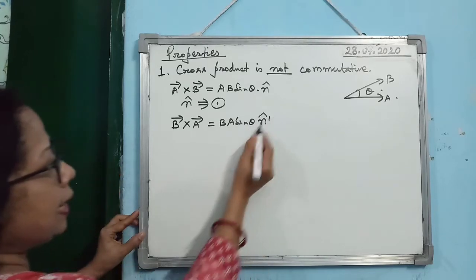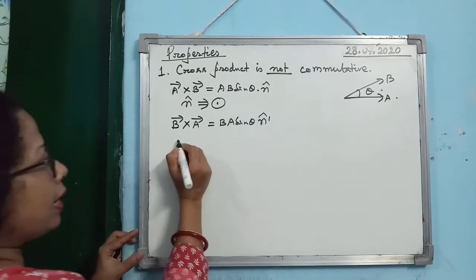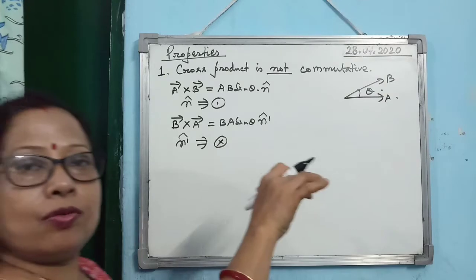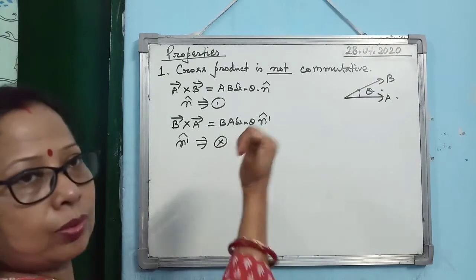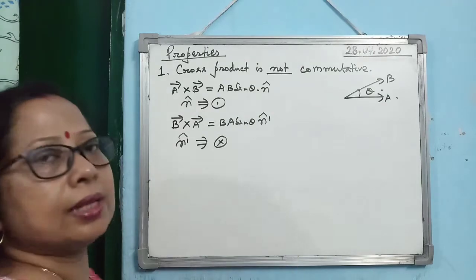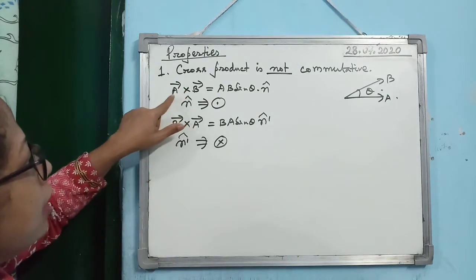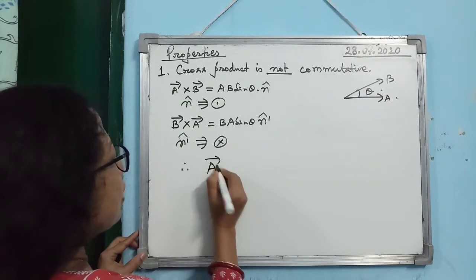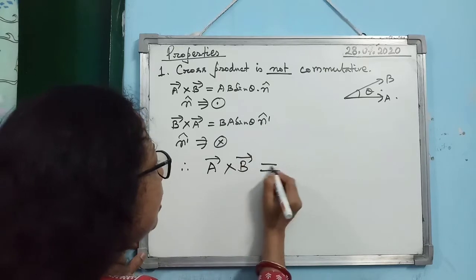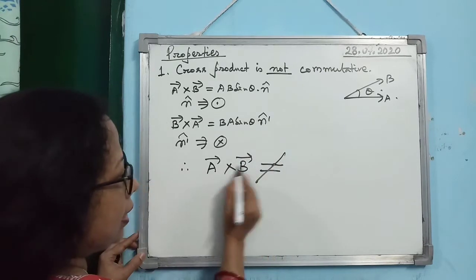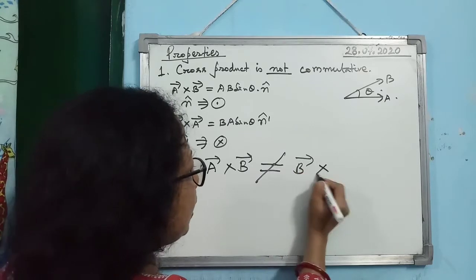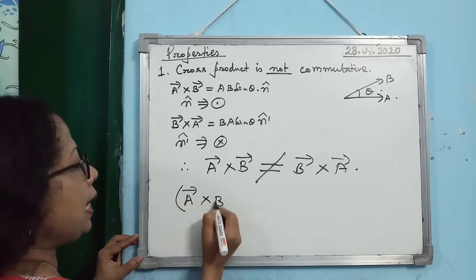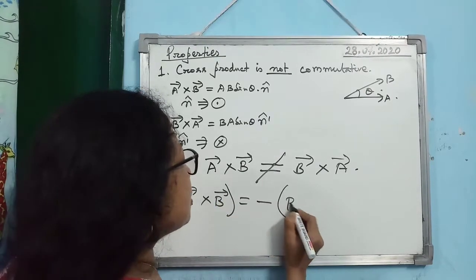But when you are finding B cross A, the magnitude is same, AB sin theta, but you are getting the unit vector n dash. What is the direction? It is perpendicularly inward. Perpendicularly outward is in this direction, perpendicularly inward is in the opposite direction. So, you cannot say A cross B is equal to B cross A. You have to write A cross B not equal to B cross A. Then what is the relation? A cross B is equal to minus B cross A.